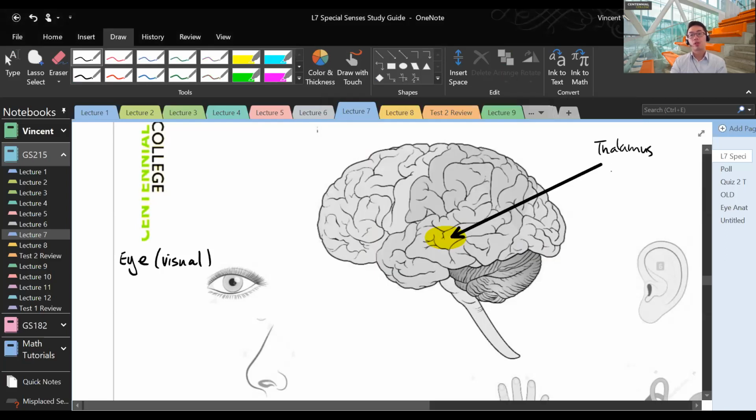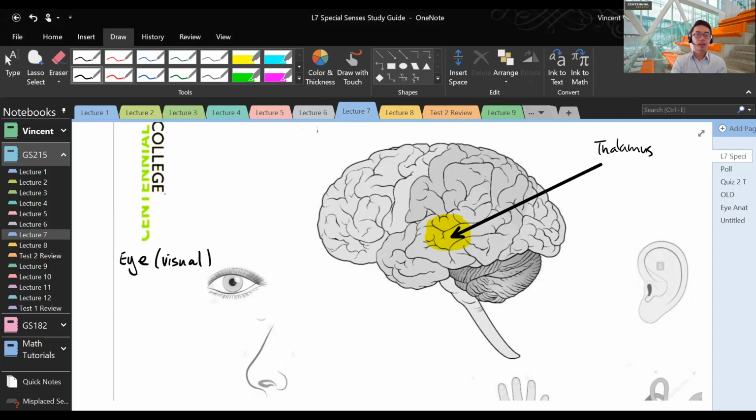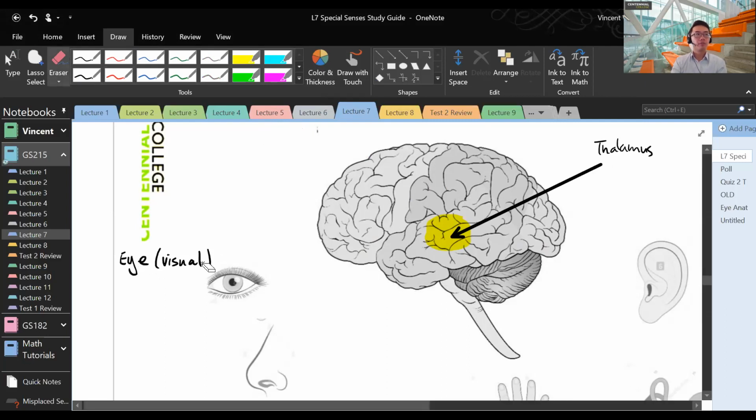Thalamus is going to process sensory information, and decide what goes where. So all of the sensory information is going to go through the thalamus except for smell. So here, the eye, visual information.